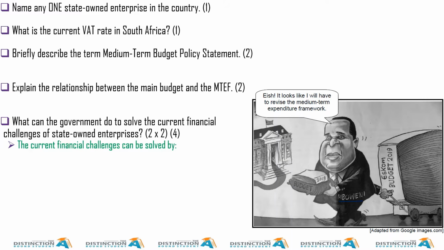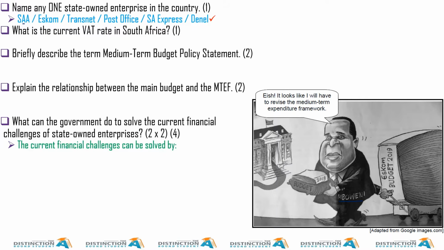All right, so let's see what questions come. Name any one state-owned company in the country. We have South African Airways, with a lot of problems, Eskom, Transnet, Post Office, South African Express, and Denel. You can have, I think there are about 15, if I'm not mistaken.